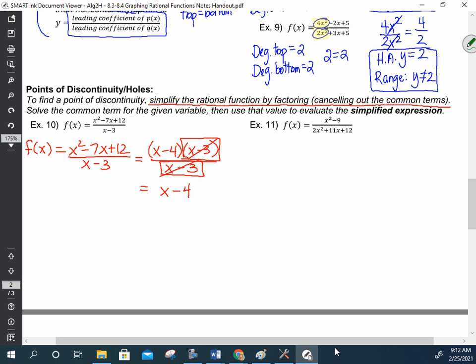Number two, solve the common term for the given variable. So the common term is whatever dropped out. So x minus 3 is the common term. So take x minus 3, set it equal to 0, and solve it out. So x equals 3 is the x value of the hole. It's a hole in the graph because that's what dropped out.